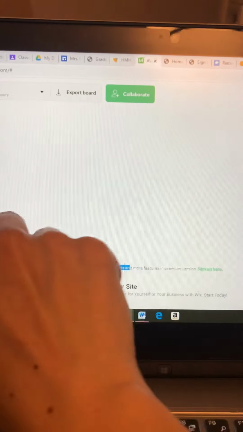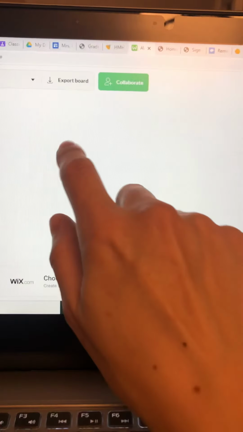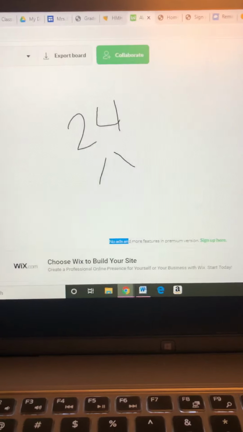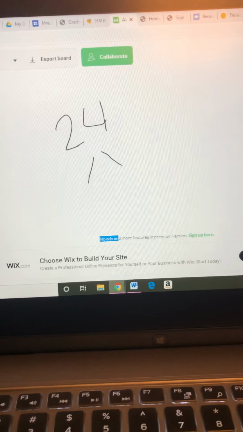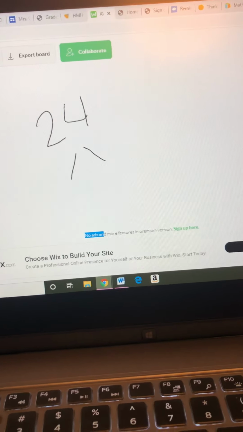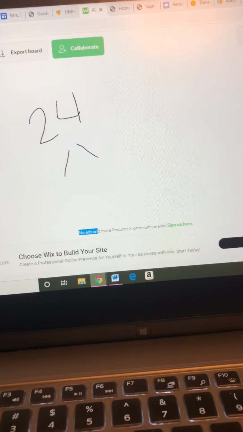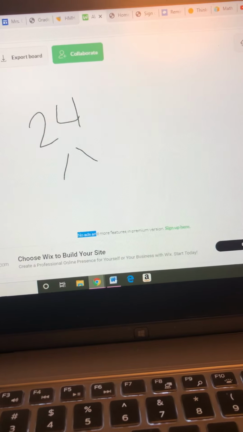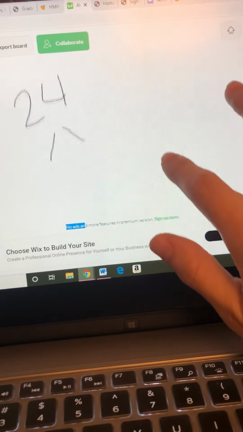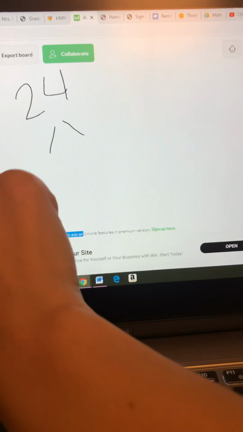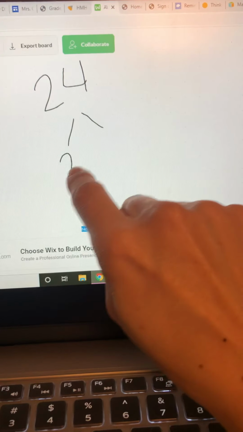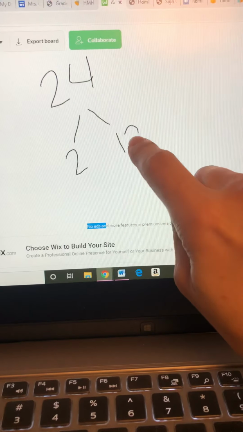So let's say 24. Okay, we have 24. And you're going to think of any two factors that would equal 24. So anything but 1 and itself. So you cannot use 1 times 24. You can use 2 times 12, 3 times 8, 6 times 4, and write them here. So I'll go with 2 times 12, okay? So I'll write 2 on this side and 12 on this side.